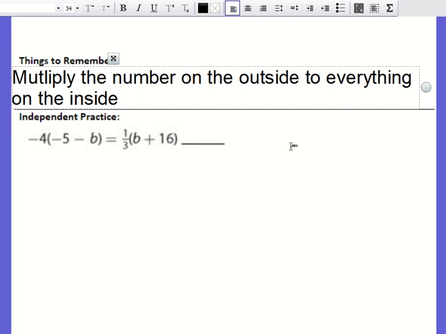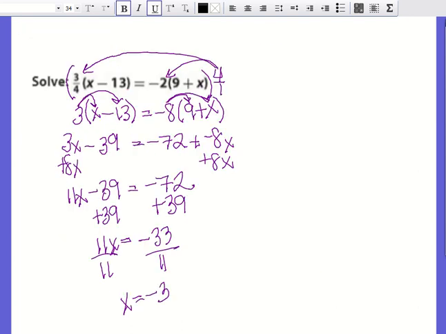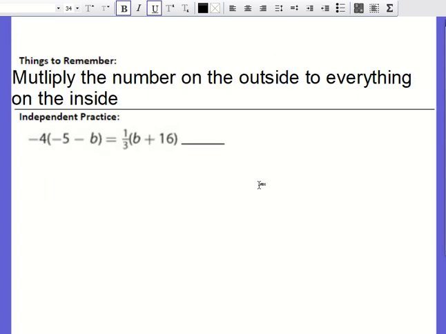All right, here is your independent practice. This is going to be similar to the problem we did together here. Okay, so here's your example to use.